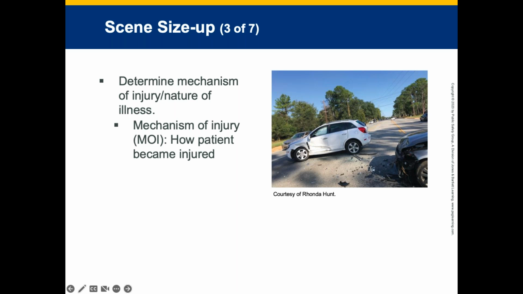MOI. Traumatic injuries are the result of physical force applied to the outside of the body. Classified according to the type and amount of force applied, length of time the force was applied, and where it was applied on the body. The MOI describes how the patient became injured. Keep that in mind. Determining the MOI will provide many clues to help you focus your assessment. It doesn't mean it wasn't something medical.